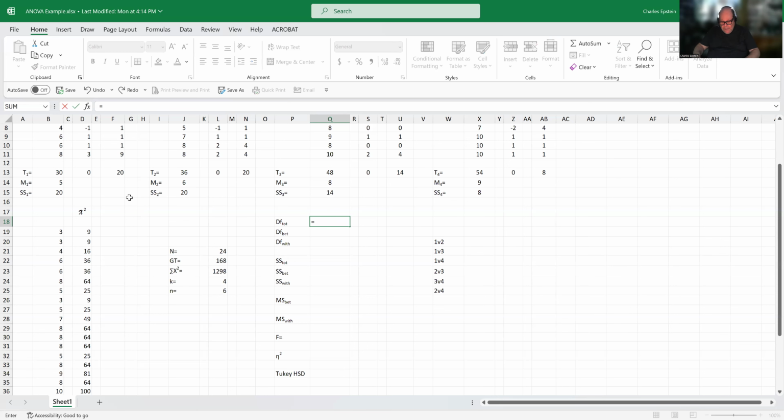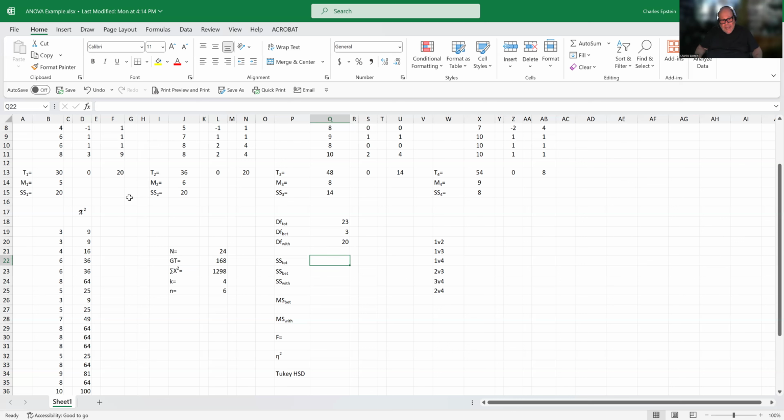So degrees of freedom total, the formula is n minus 1. So n is 24. 24 minus 1 gives me 23. Degrees of freedom between is k minus 1, number of groups minus 1. So we have 4 groups minus 1. 4 minus 1 is 3. And then all I do to solve for degrees of freedom within is subtract total minus between, or 23 minus 3. Okay, it's 20. All right, so the degrees of freedom total, between, and within are pretty simple to calculate. Just follow the roadmap and you're good to go.